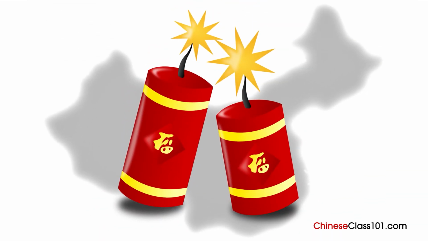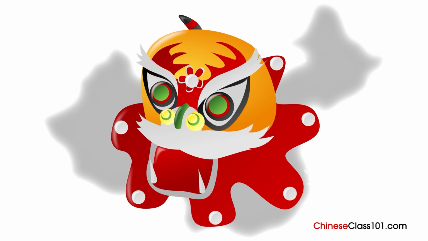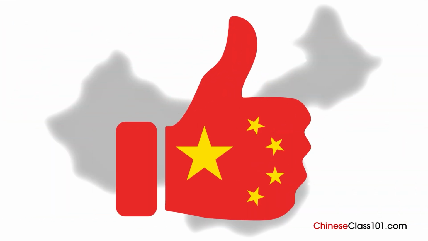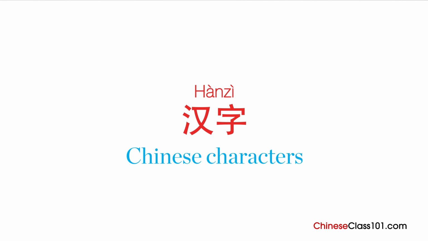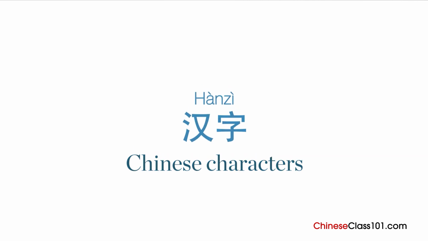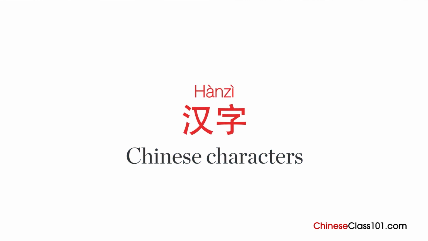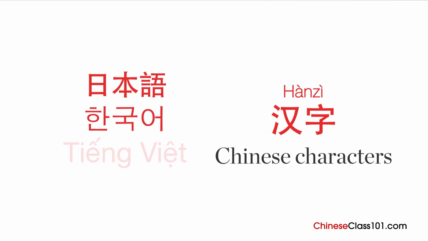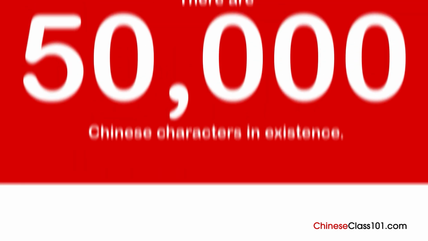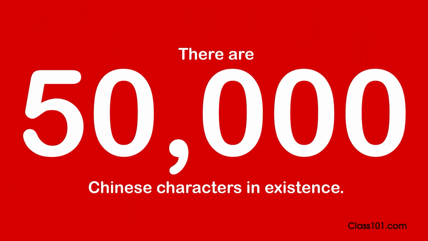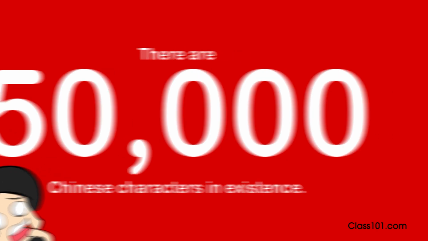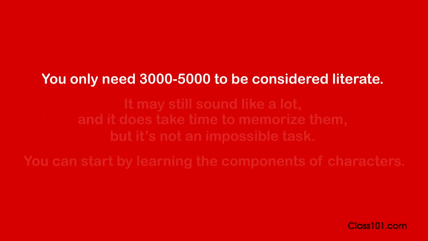As you may know, Chinese culture has had a great influence on all the cultures in East Asia. Chinese characters are a great example. Hanzi have been brought to and modified in several other Asian languages, including Japanese, Korean, and Vietnamese. There are 50,000 Chinese characters in existence, but don't be scared away. You only need 3,000 to 5,000 to be considered literate.